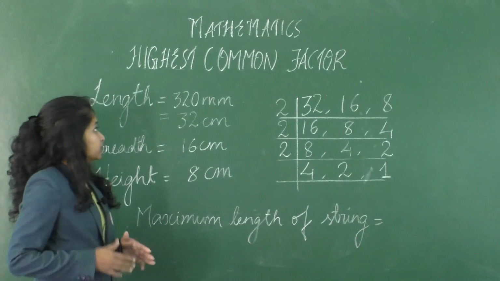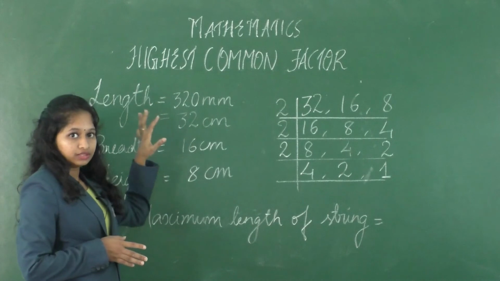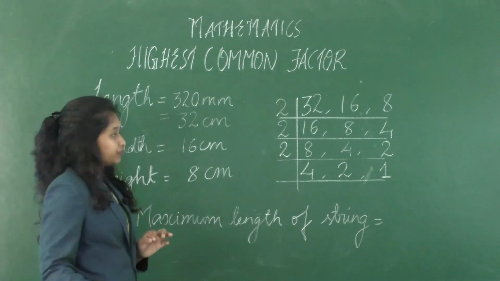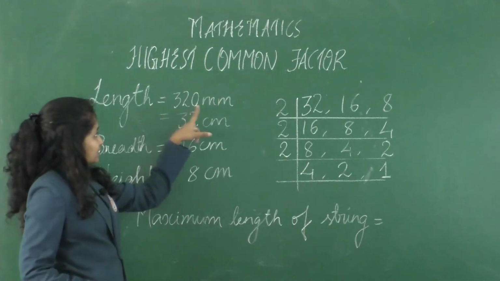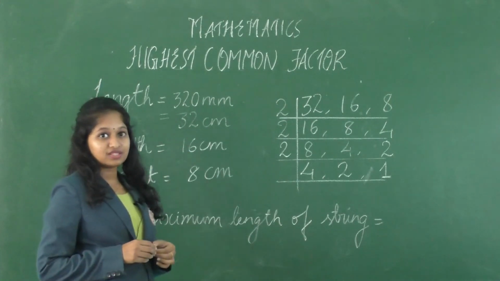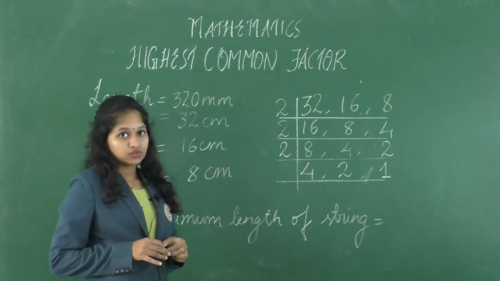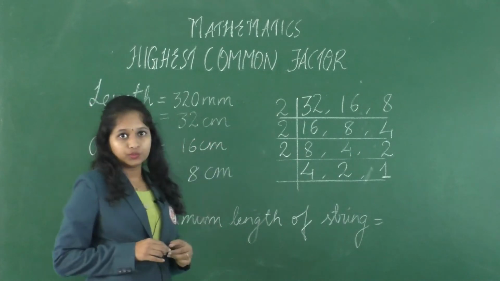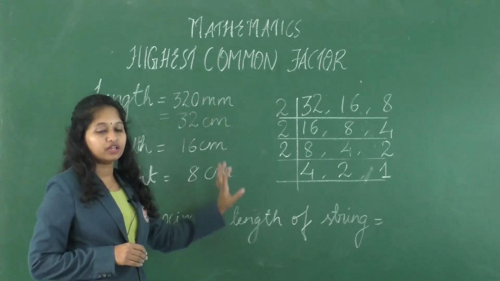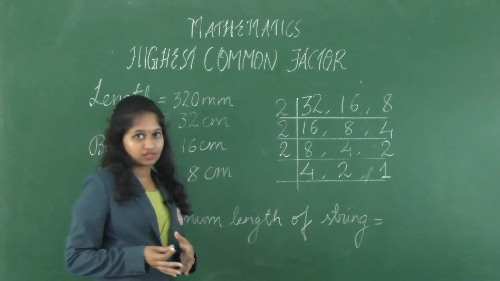For that, we are listing all the given, that is length, breadth and height. Here length is given as 320 millimeter. So 1 centimeter is 10 millimeter. So 320 millimeter will be 32 centimeter. Why are we making it into centimeter? Because we have to make all the units the same. Now all the units are in centimeters.